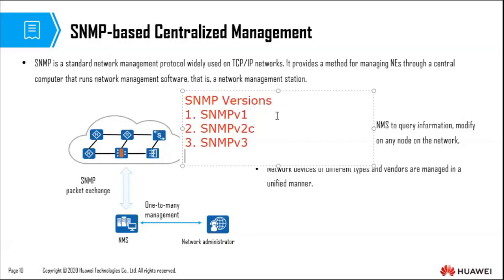Generally, or maybe in summary, version one was not able to do what we call batch configuration. You have to do a single configuration at a time. So version 2C introduced batch configuration, whereby you can do multiple configurations at a go. Then version 1 and version 2 did not provide for security, that is authentication and encryption. So version 3 provides for authentication and encryption. Okay.